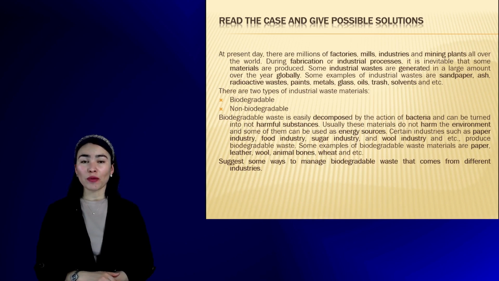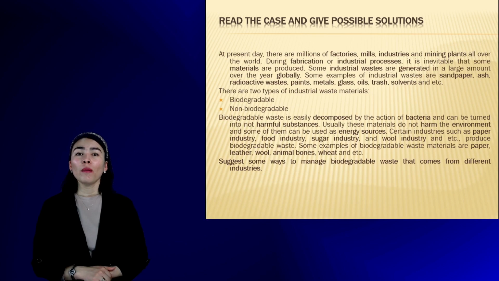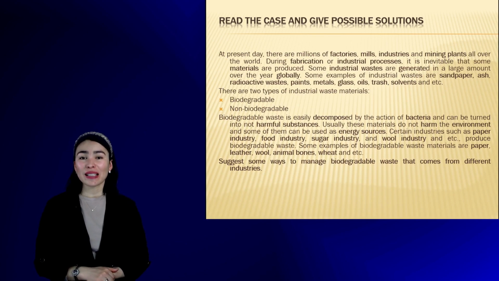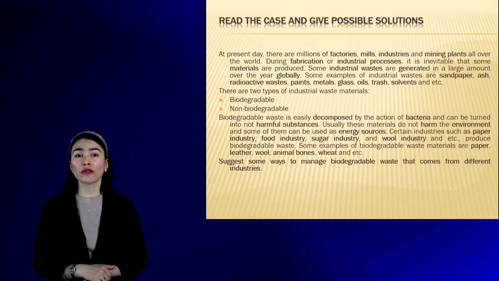There are two types of industrial waste materials. The first type is biodegradable, and the next type is non-biodegradable. Biodegradable waste is easily decomposed by the action of bacteria and can be turned into harmless substances. Usually these materials do not harm the environment, and some of them can be used as energy sources.